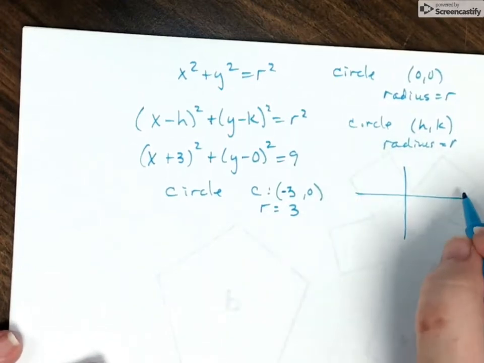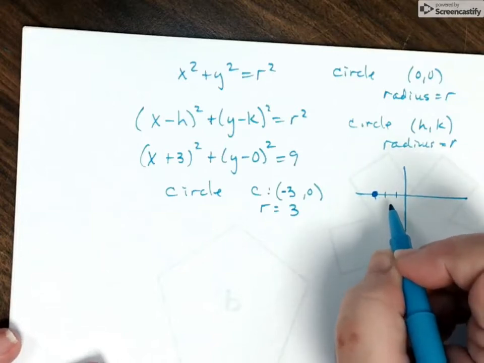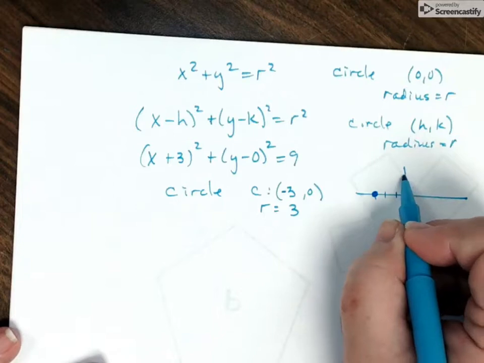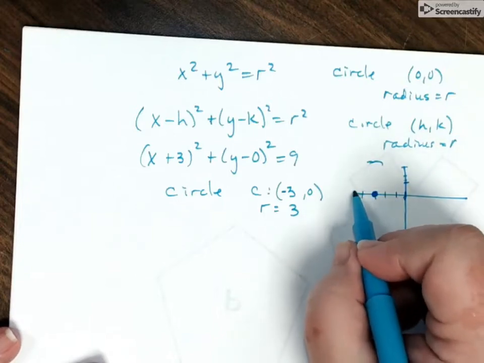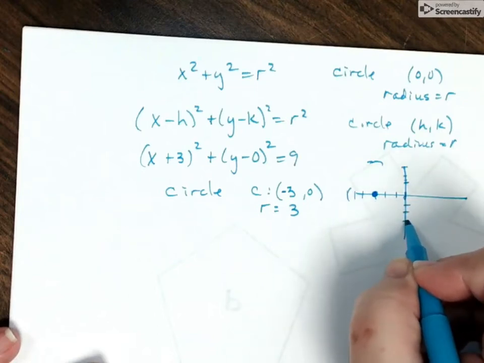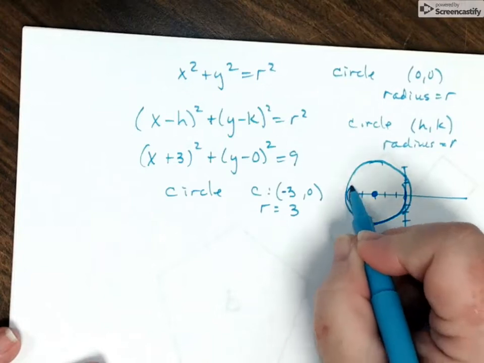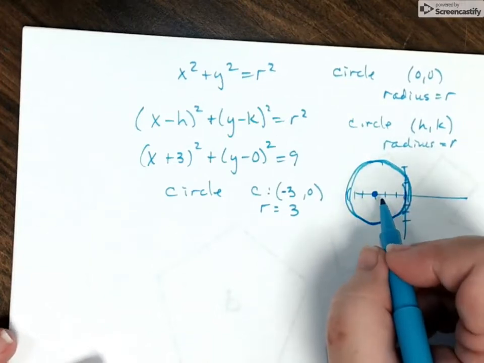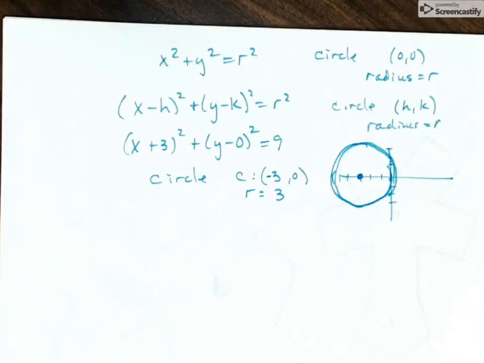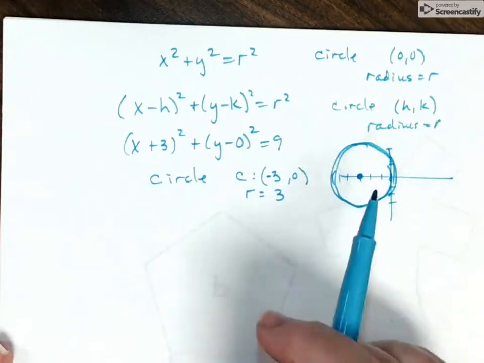Let's just sketch a graph of it. We're going to go 1, 2, 3 and draw our center, and then we're going to do 3 left, 3 up, 3 right, 3 up, 3 left, and then 3 down. And we're going to draw a circle. It's not perfect, but that is basically a circle which is centered at (negative 3, 0) with a radius of 3. So we have a basic idea of what our shapes look like.